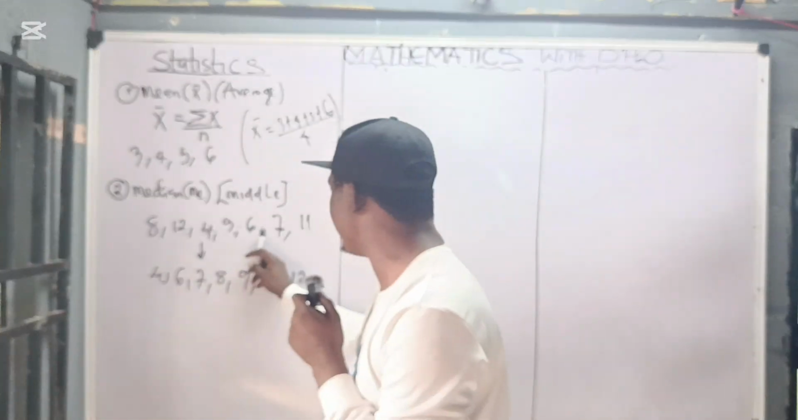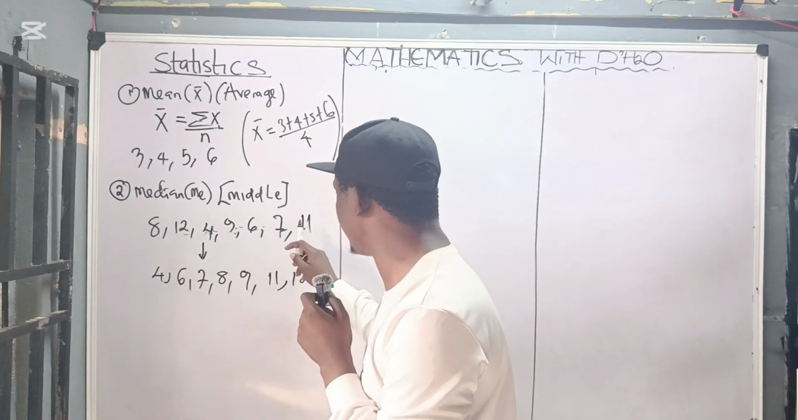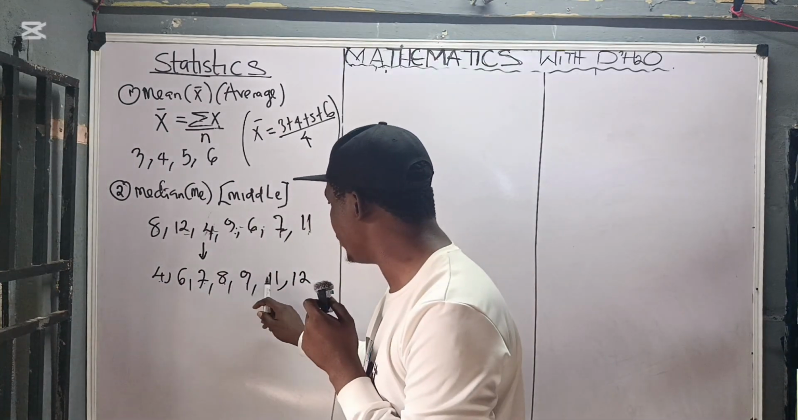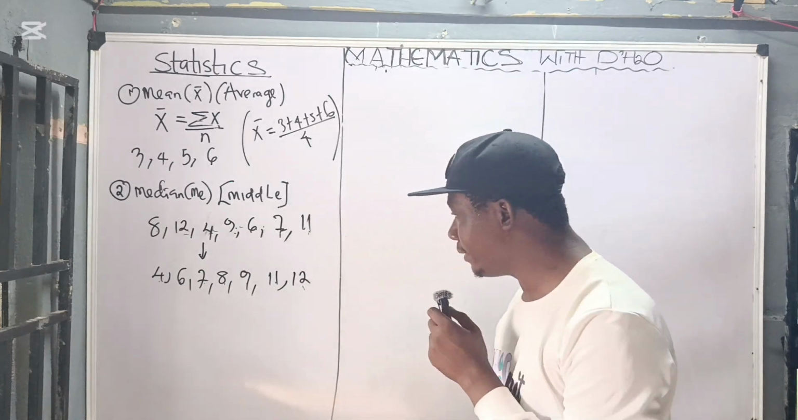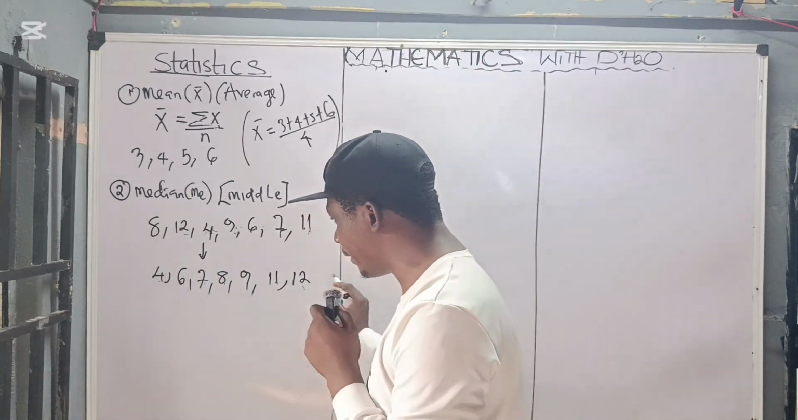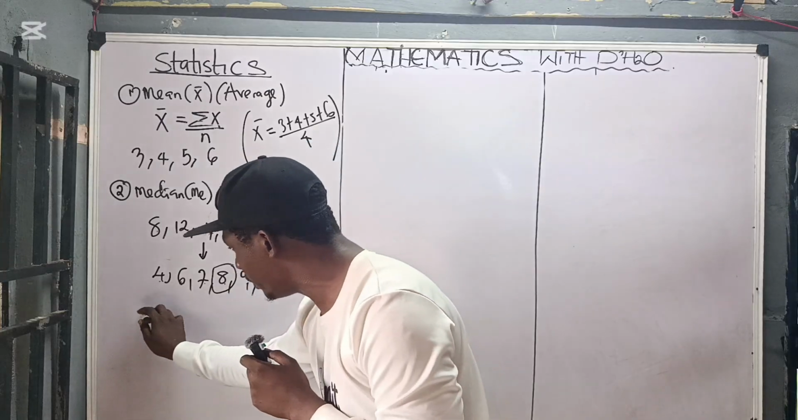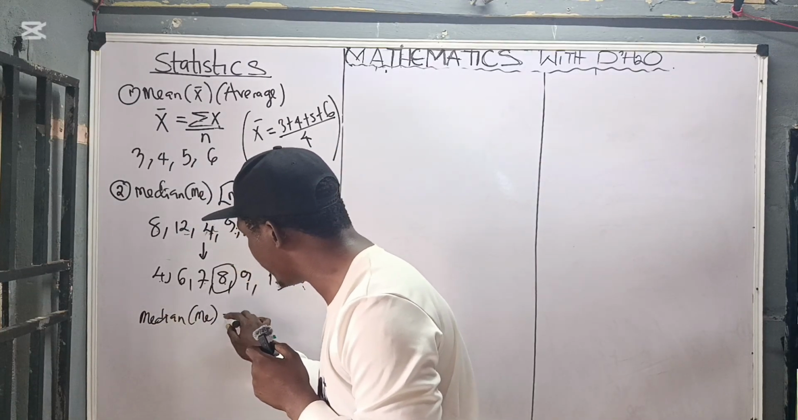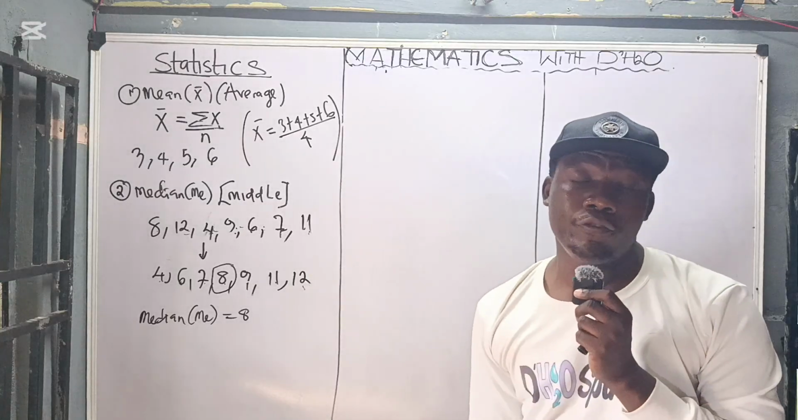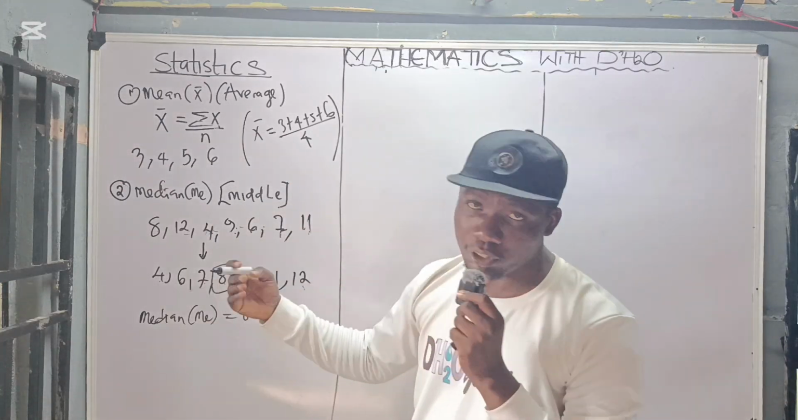1, 2, 3, 4, 5, 6, 7. So the numbers are complete. Which number is the middle? Can you guess? Count it. You have to count 3 out here, count 3 out. So you should discover that the number in the middle is 8. So the median of this set of numbers is equal to 8. If you had arranged it from the highest to the smallest, you would still have gotten 8.